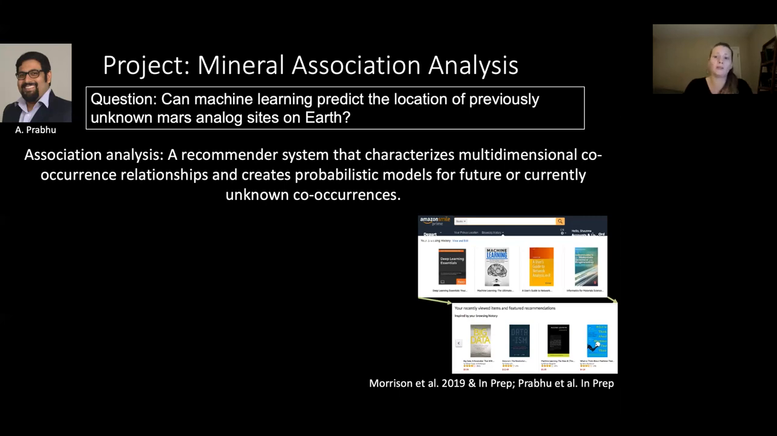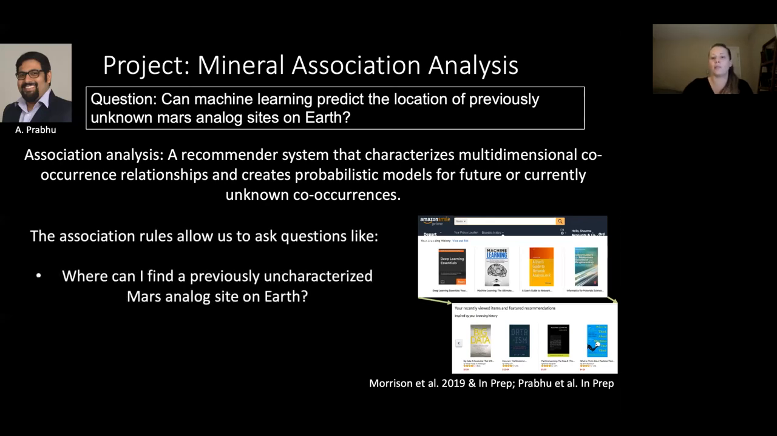So we can look at these multi-mineral correlations and give probabilities of where else we expect to find a given mineral, a mineral assemblage, or a geologic environment on Earth or another planetary body. So we can take a mineral assemblage that characterizes an environment on Mars, and we can query our association rules to ask questions like, where can I find a Mars analog environment on Earth that we didn't know existed? And to be clear, we're not simply looking for a place that is known to host the mineral assemblage in question. We can do that.